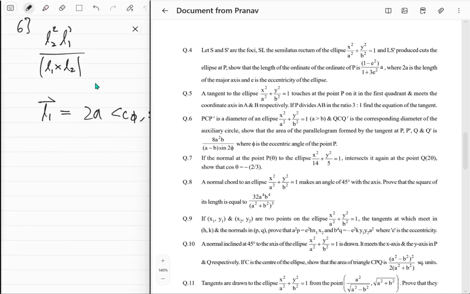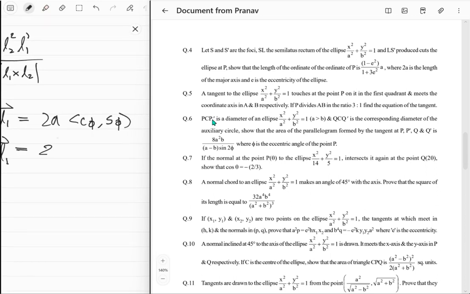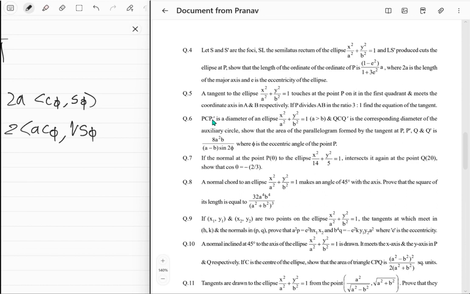What about the L2 vector? It's the same thing. It's q dash, but then deformed, basically, right? So the y coordinate is now changed to b. That makes sense. The L2 vector is supposed to be 2 times a cosine phi comma b sine phi, right?